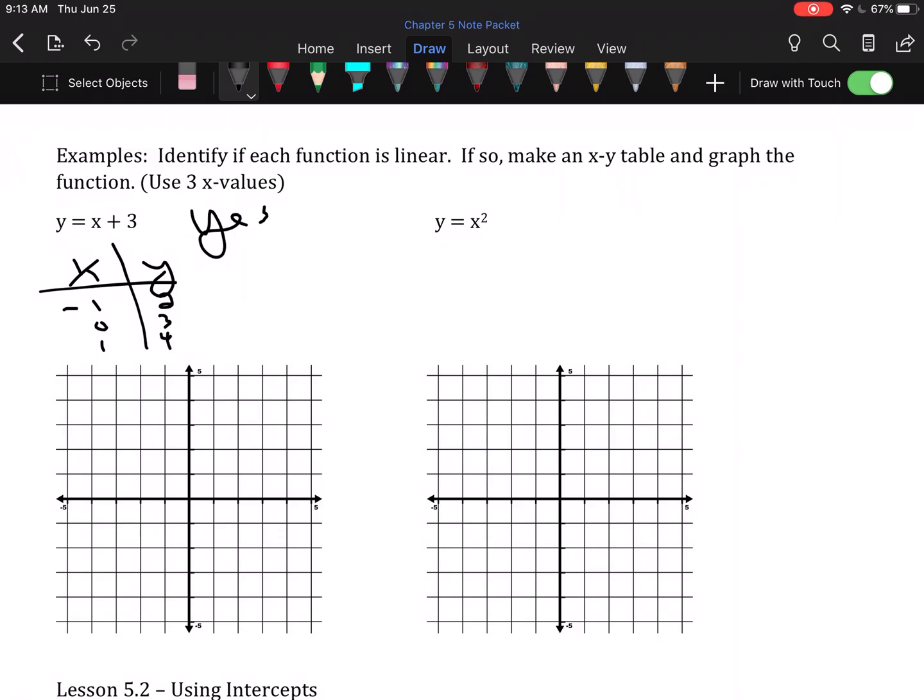-1, 2 is left 1 up 2. 0, 3 is stay in the middle, go up 3. And 1, 4 says go right 1 up 4. Line. I know the line doesn't look very straight. I'm drawing on an iPad. Last one, y equals x squared. X and y are not multiplied together, but x has an exponent. So this isn't linear. So we are not required to graph this one.